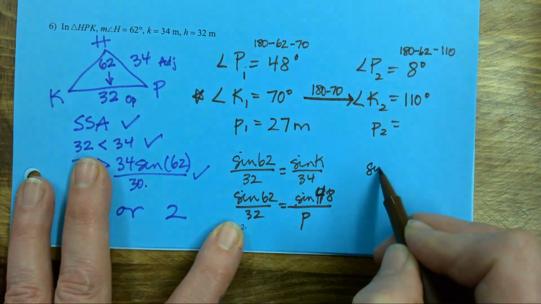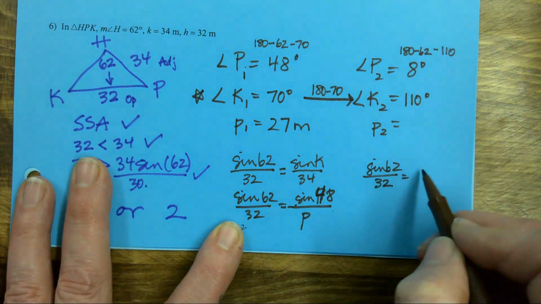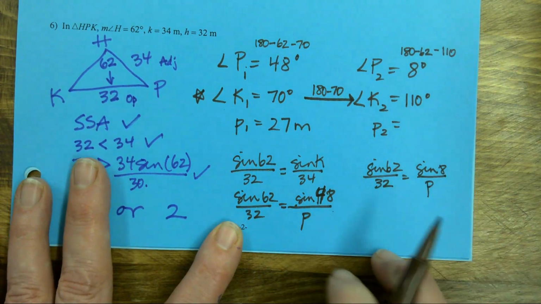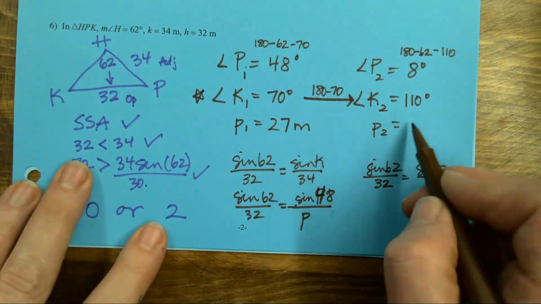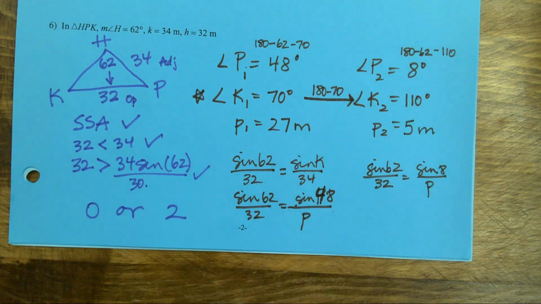So the sine of 62 won't change, over 32 won't change, but what if it is 8? What does P end up being? 5 meters. Great. Super duper. 5.02. 5 point whatever. It depends on how you round it. That's where there's going to be a little bit of wiggle room here, you guys.